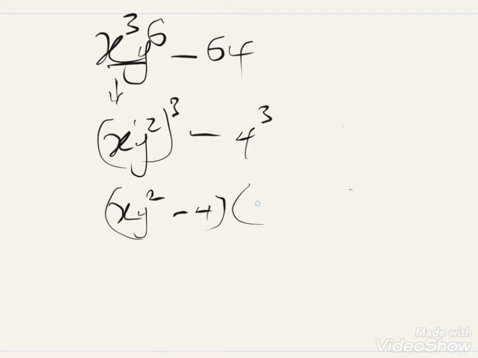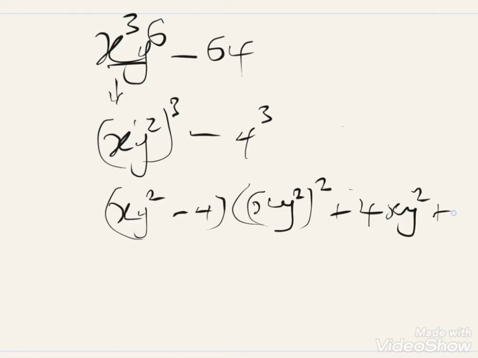Again, x y squared all raised to power 2, plus the product between 4 and this will give me plus 4x y squared, then plus 4 squared, which is 16, okay? You close the bracket there. All right. So do you see this? Actually, that is just maintaining the same thing we did from our first question. When I expand this, I get back to the original question.